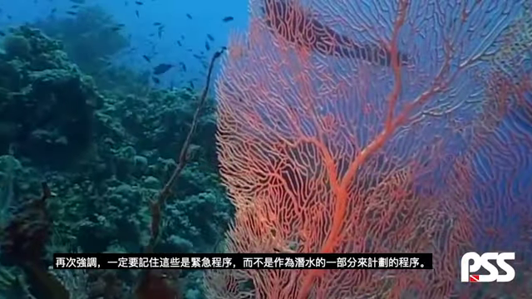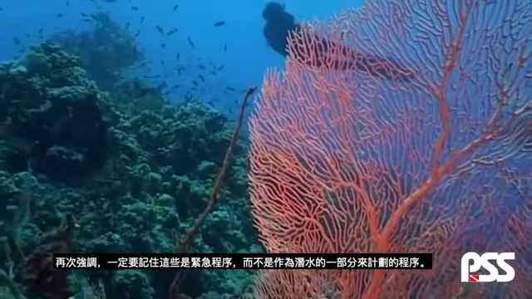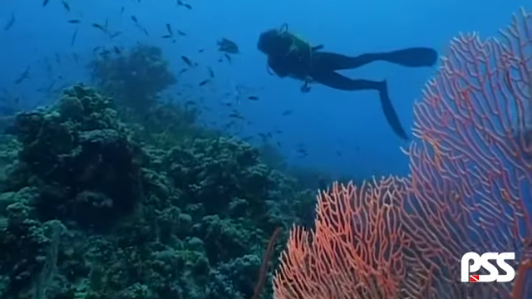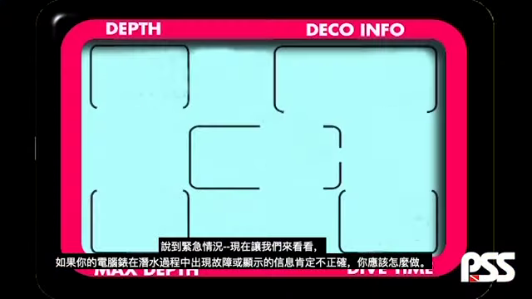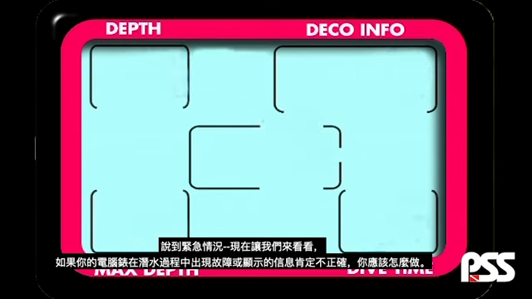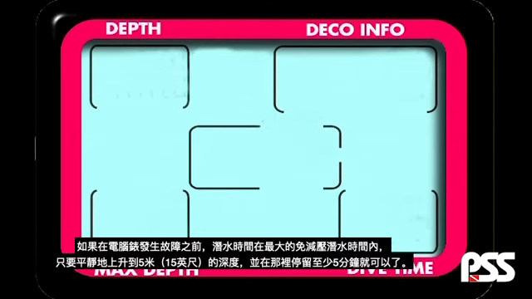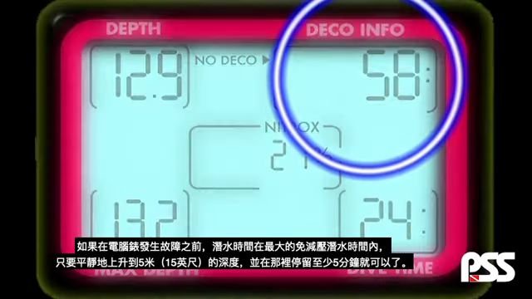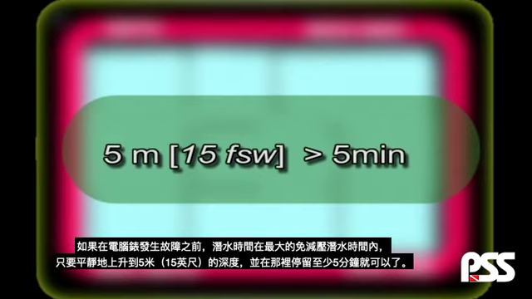Once again, it is important to remember that these are emergency procedures and not procedures to be planned as part of the dive. And talking of emergencies, let's now look at what you should do if your computer fails during the dive or indicates information that is certainly incorrect. If, before the computer failed, the dive time was within the maximum dive time, it is enough to ascend calmly to a depth of 5 meters, 15 feet, and stay there for at least 5 minutes.